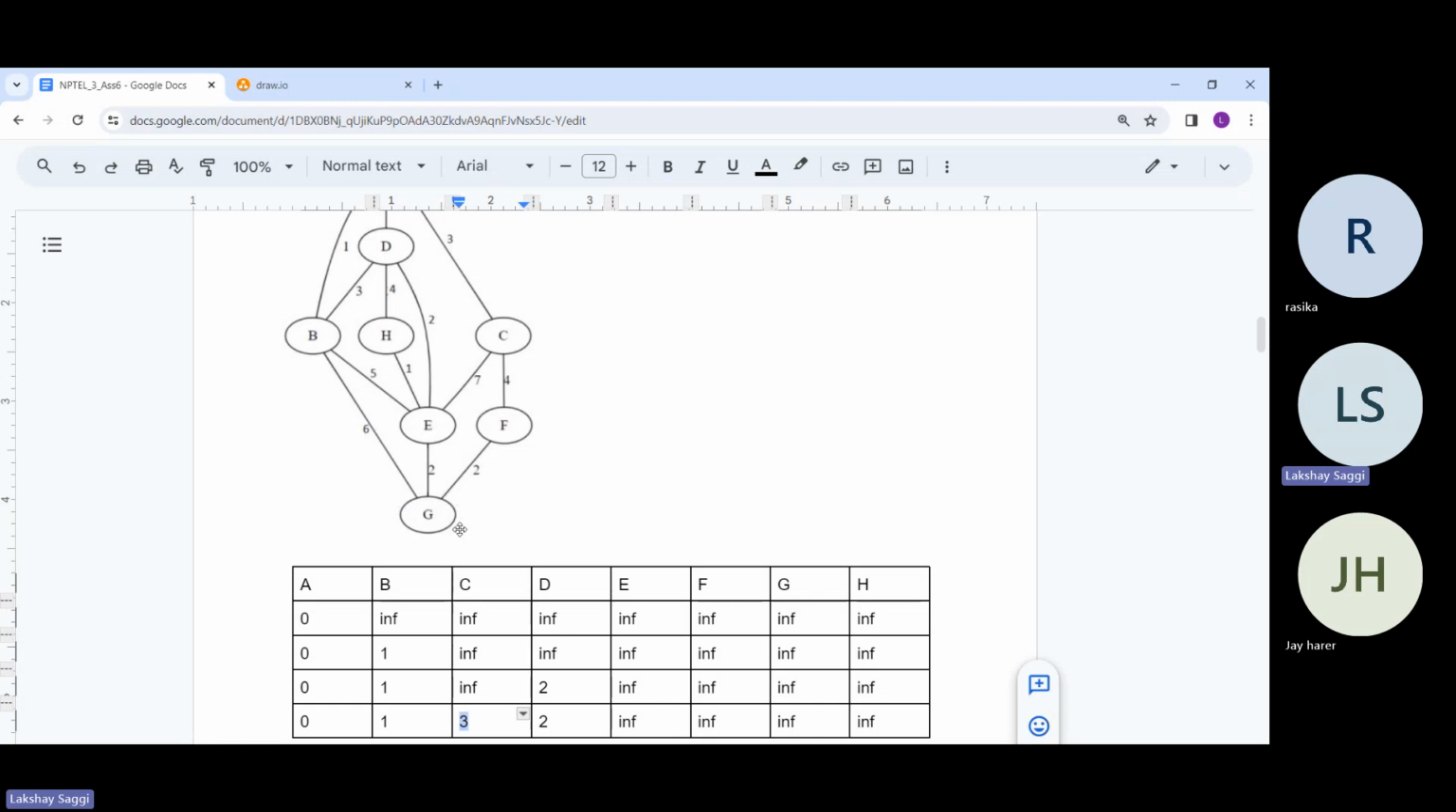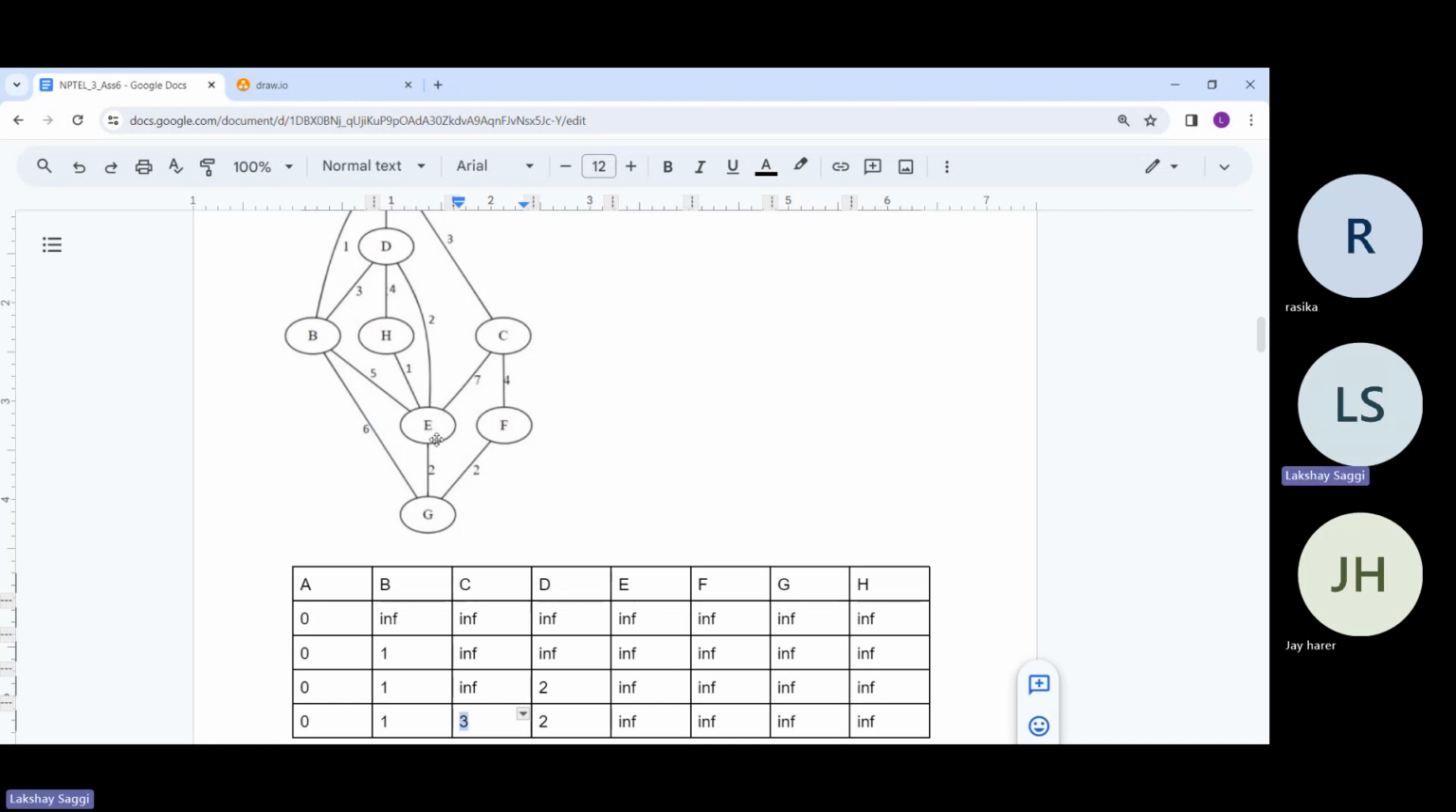Let's see for G also. So for G, it can be seen that it only has an edge to B out of the 4 visited vertices till now, and this edge has a length of 6. So this itself is greater than 4. So G will definitely be further away than E. So actually, we arrive at the conclusion that E is the nearest one. So E is actually the nearest vertex.